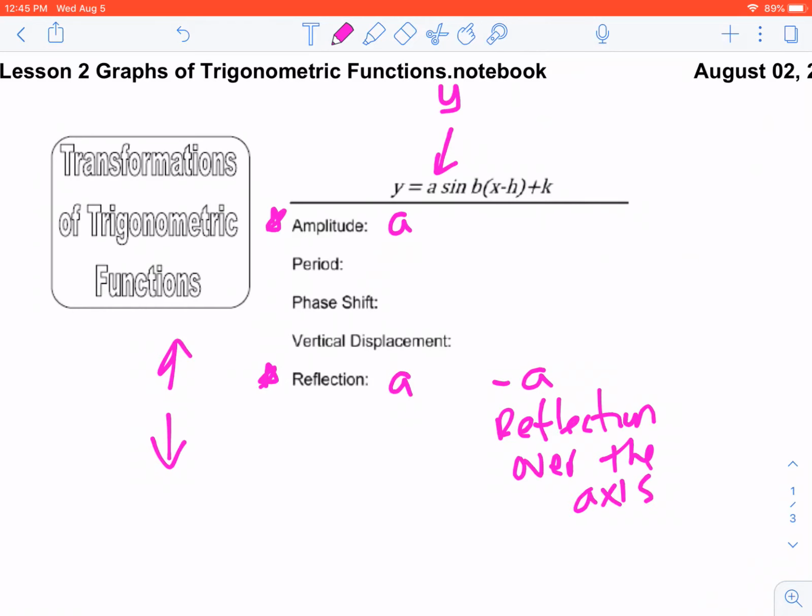Some kids ask, well, what about a reflection over the y-axis? Well, that would be something that happens if your b value is negative, and I'm going to just be upfront. We're not going to explore a lot of those graphs in this particular lesson.